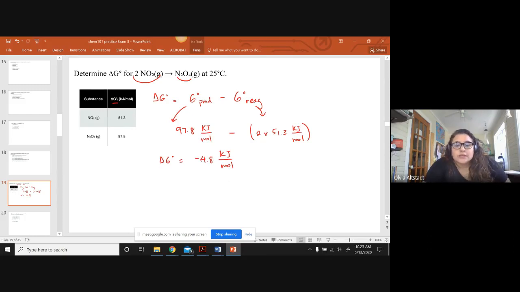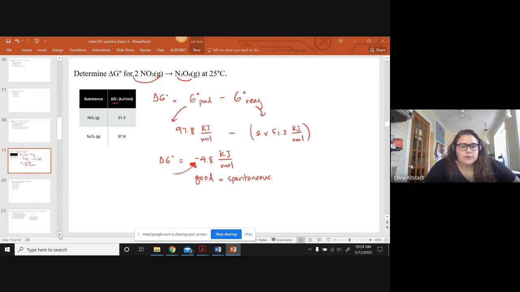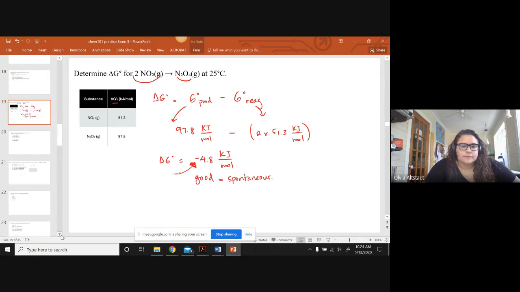Now, delta G negative is a good thing. Delta G negative means that it's releasing free energy, so the net outcome is free energy for the universe. So this is a good thing. So this reaction is spontaneous. Not that you had to answer that in this question, but that's how you interpret it. That's 19. Wanted to go over 24 and 44.